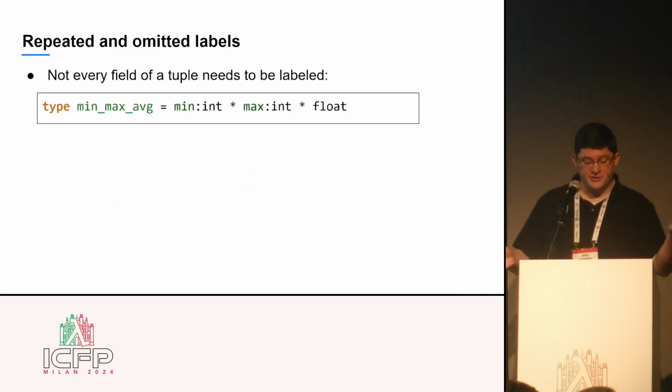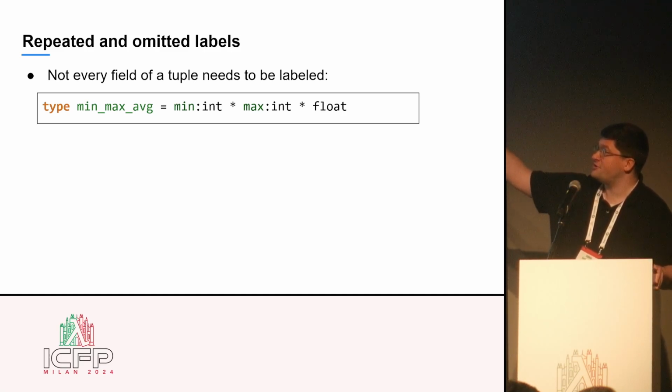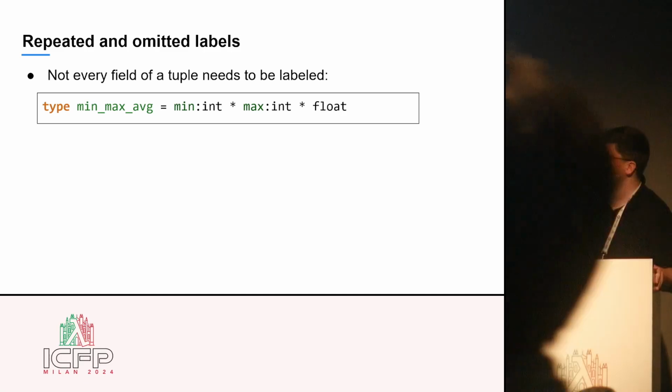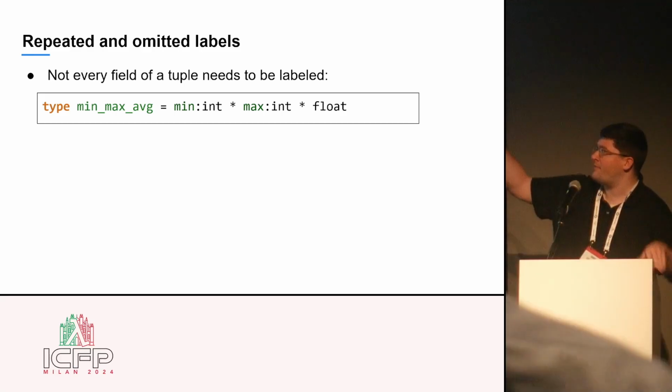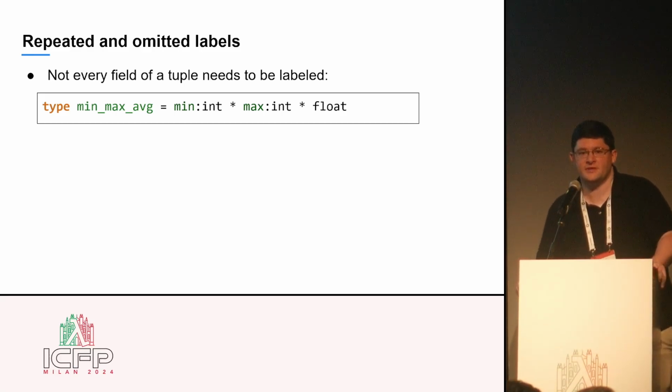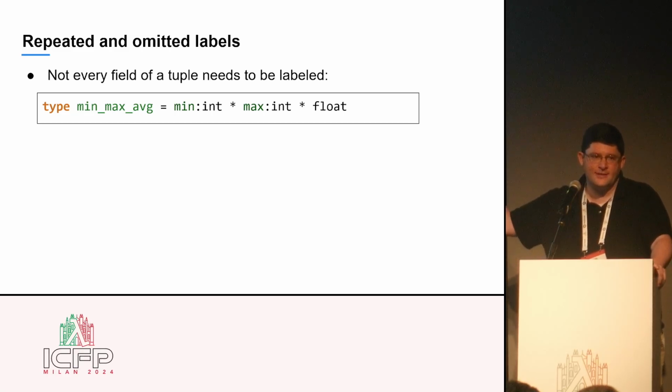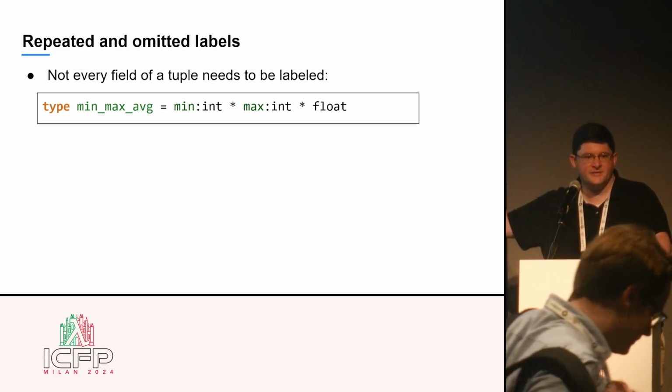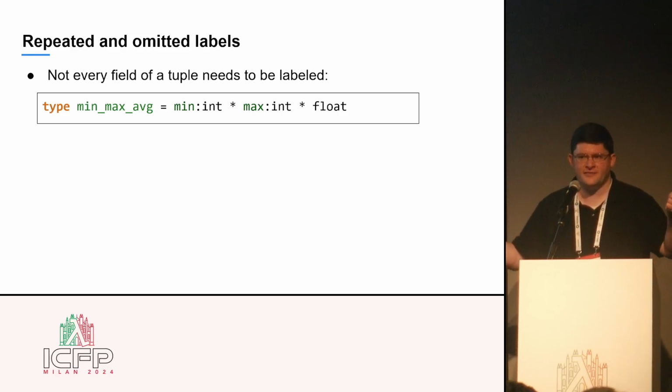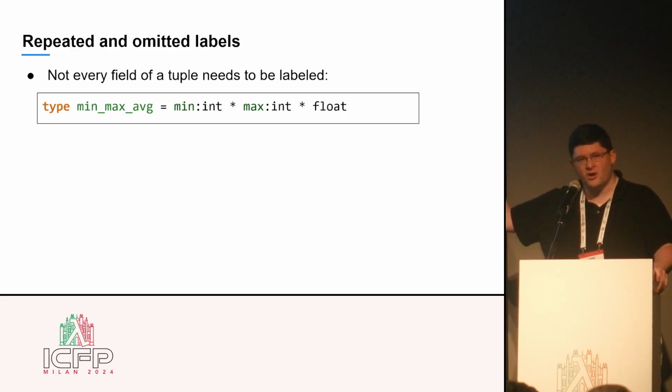Okay, a couple other features that we've added. Not every field in a tuple has to be labeled. So here I've got a triple. Maybe I've computed the min, max, and average of some data structure, and I've chosen to label only 2 of the fields, the min and the max, because those 2 have the same type, and maybe I want to keep track of them. Whereas for the field that's a float, it's more obvious which one is the average.